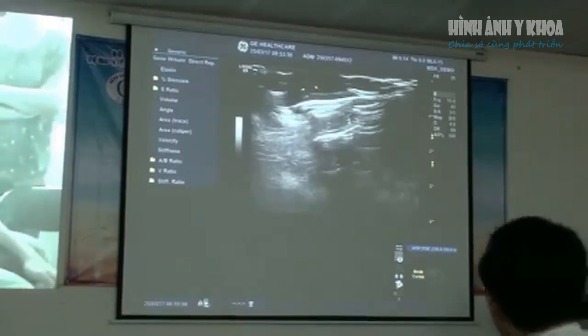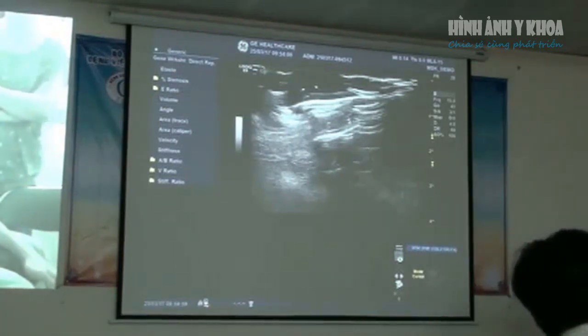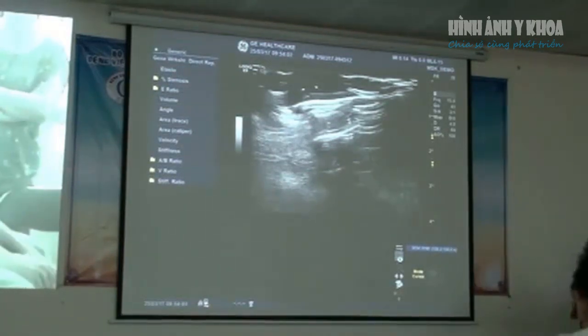So with any musculoskeletal examination, it's very important to correlate that clinically with the clinical question that you're after.